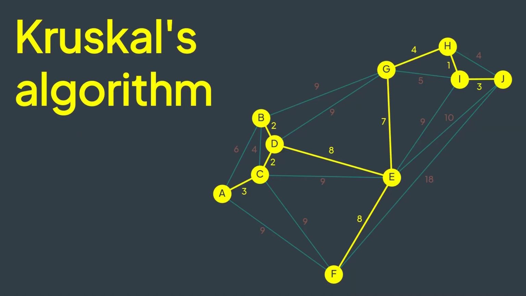One of the most popular graph theory algorithms is Kruskal's algorithm. It's employed to find the minimum spanning tree of a weighted graph. The minimum spanning tree of a graph G is a spanning subgraph of G that is a tree and has the minimum sum of weights.